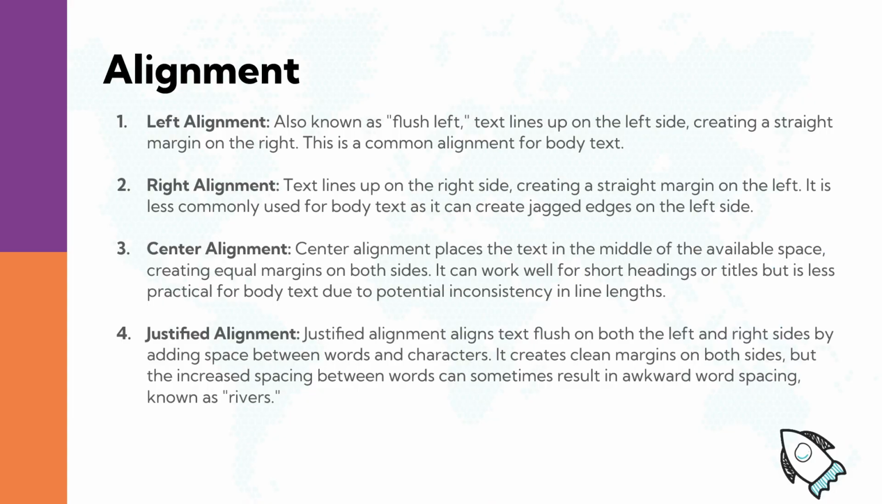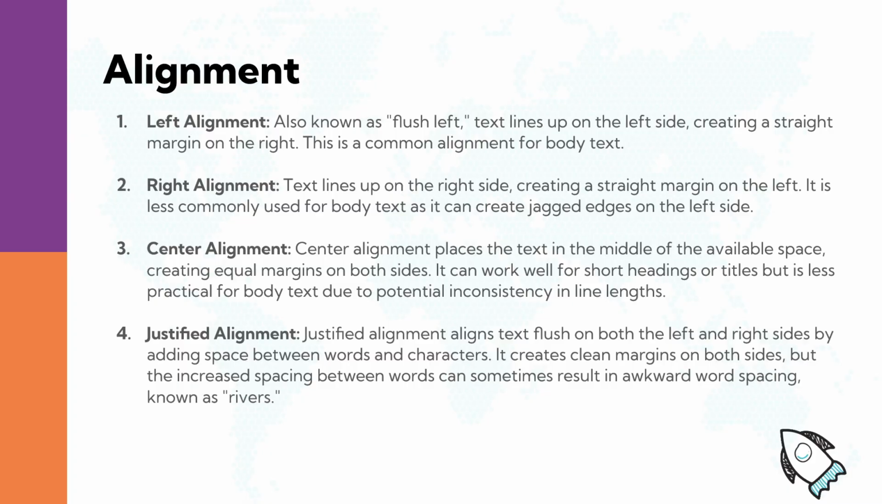It is very simple. We read it in Microsoft Word. If you've done Introduction to Computers, left alignment is also known as flush left. It aligns text to the left. Right alignment is the opposite of the left, which flushes text to the right. It is less commonly used for body text as it can create what we call jagged edges on the left side. We have center alignment, which places text in the middle of the available space, creating equal margins on both sides. It can work well for short headings and titles, but you don't overuse it.